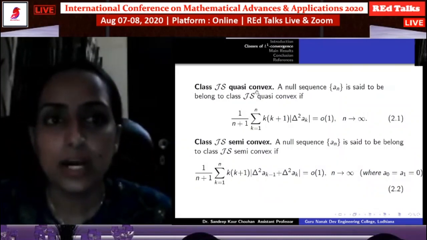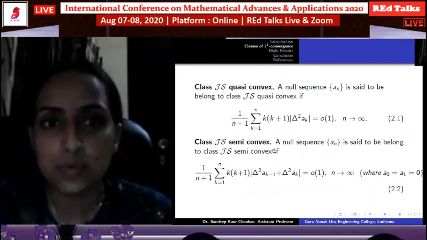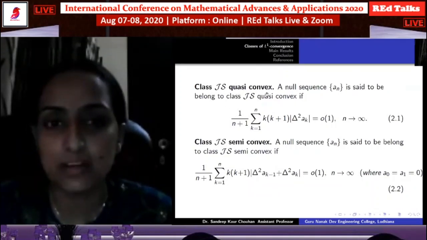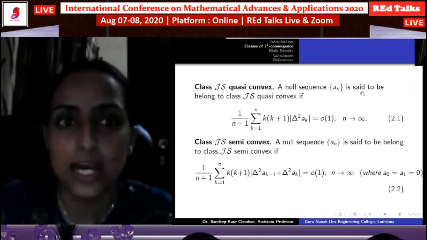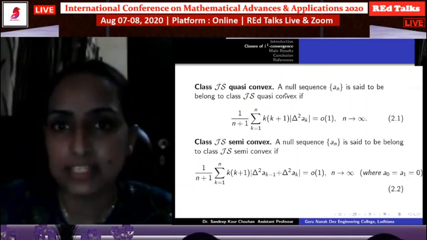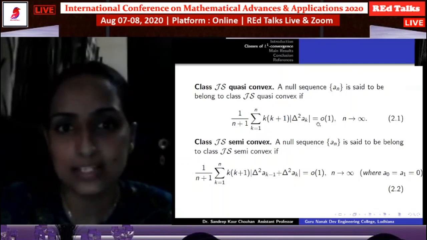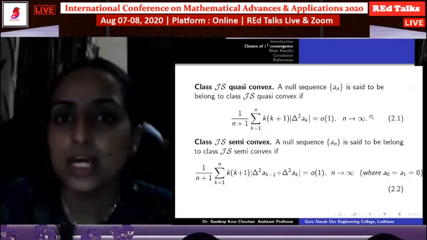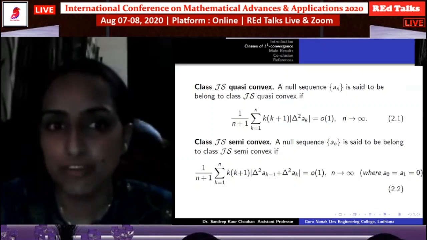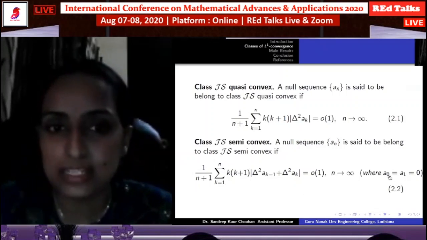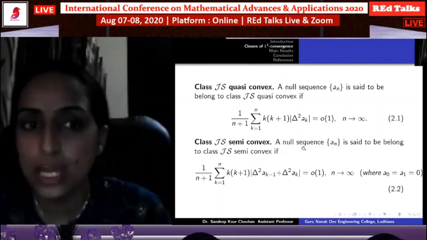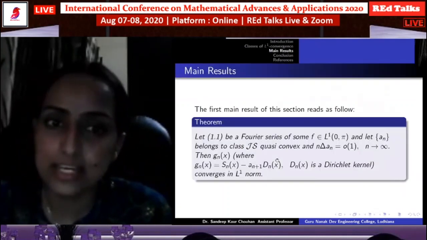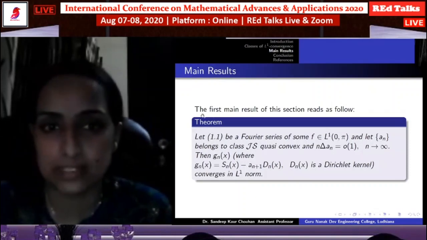In this paper, I have introduced new classes JS quasi-convex and JS semi-convex, which are extensions of the classes of quasi-convex and semi-convex sequences. Class JS quasi-convex: a null sequence an is said to belong to class JS quasi-convex if this goes to 0 as n approaches infinity. Class JS semi-convex: a null sequence an is said to belong to class JS semi-convex if this goes to 0 as n approaches infinity, where A0 and A1 are 0. The class JS semi-convex is the natural extension of the class of semi-convex sequences.